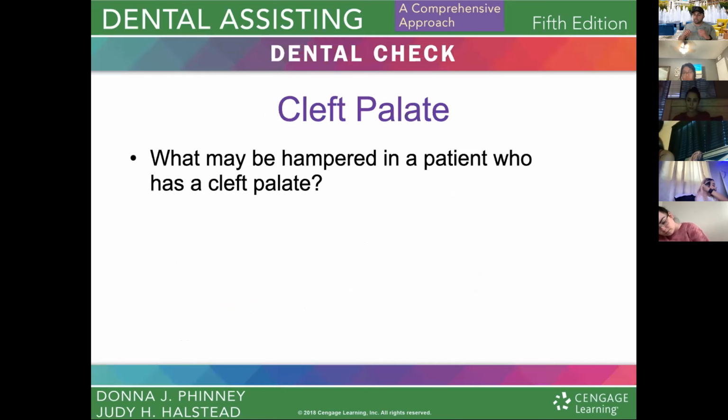So what do you think can be hampered in a patient who has cleft palate, especially during the first stages of birth, after the newborn is born? What do the fetuses, or not fetuses, they're babies now, what do babies do with their mouths in the beginning of life? Breastfeed. They eat, yeah.